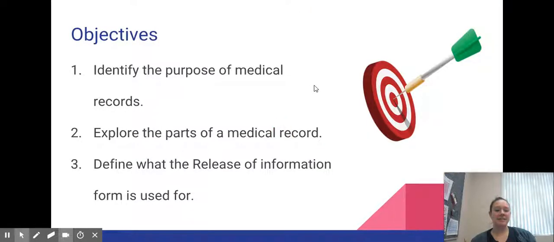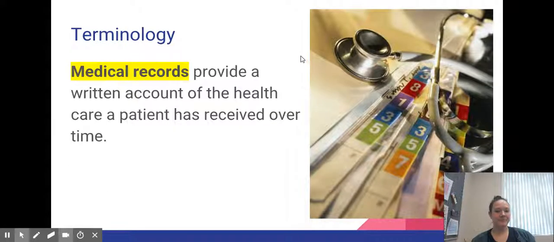Our objectives for this lesson: we're going to identify the purpose of a medical record, we're going to explore the parts of a medical record, and we're going to define what the release of information form is used for. So medical records provide a written account of the health care a patient has received over time.